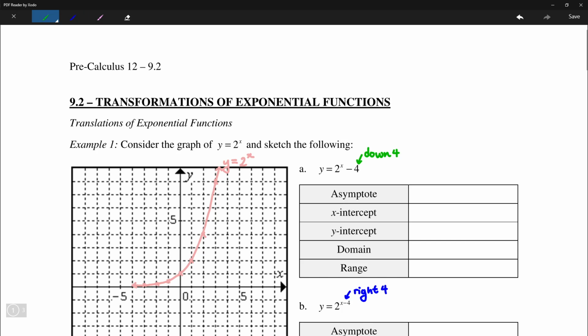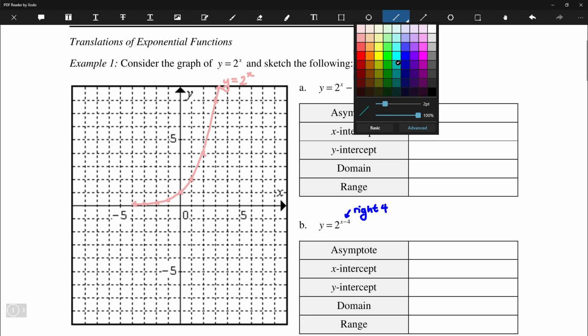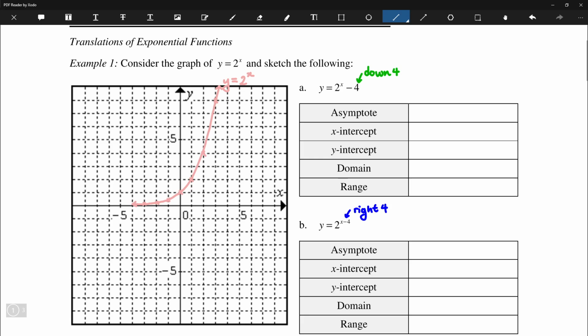Okay, so let's look at the minus 4 part first. Since the graph is moving down 4 spaces, the asymptote will also move down 4 spaces. So instead of the asymptote of y equals 0, we'll have the asymptote of y equals negative 4. Okay, so from there, all the points simply move down 4 spaces. So instead of, for example, 0, 1, we'll have 0, negative 3. Instead of the point 1, 2, we'll have the point 1, negative 2, and so forth.